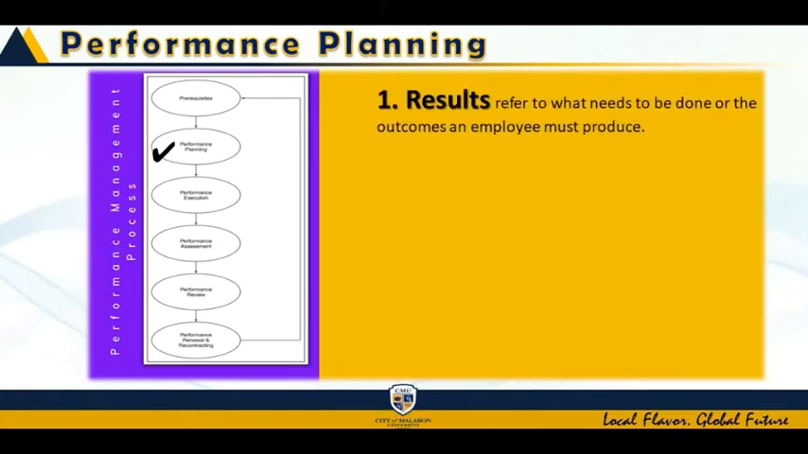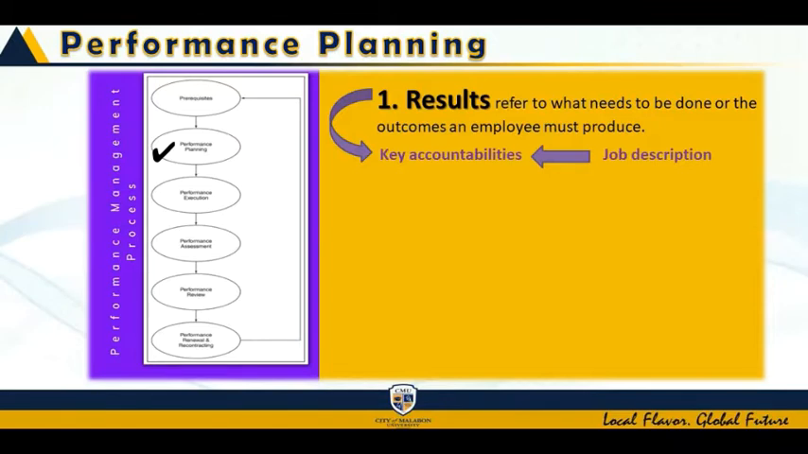Once we talk about results, it refers to what needs to be done or the outcome an employee must produce. A consideration of results needs to include the so-called key accountabilities. These are the broad areas of a job for which an employee is responsible for producing results. This information is typically obtained from a job description. A discussion of results also includes specific objectives that the employee will achieve as part of each accountability. Objectives are statements of important and measurable outcomes.